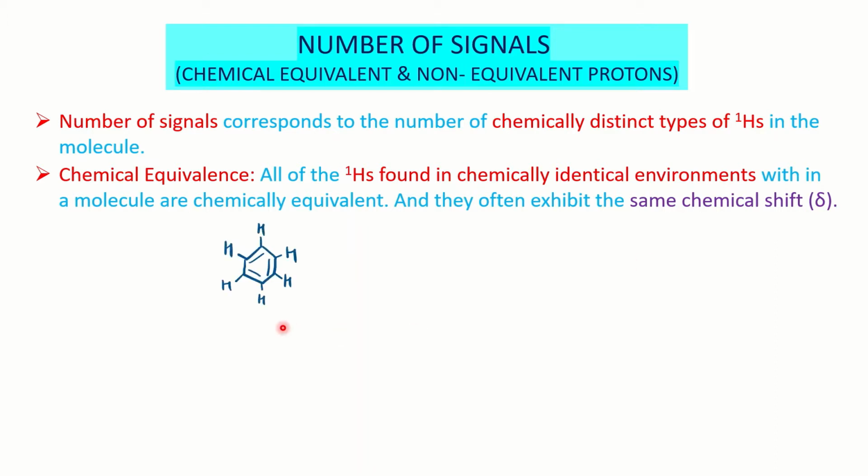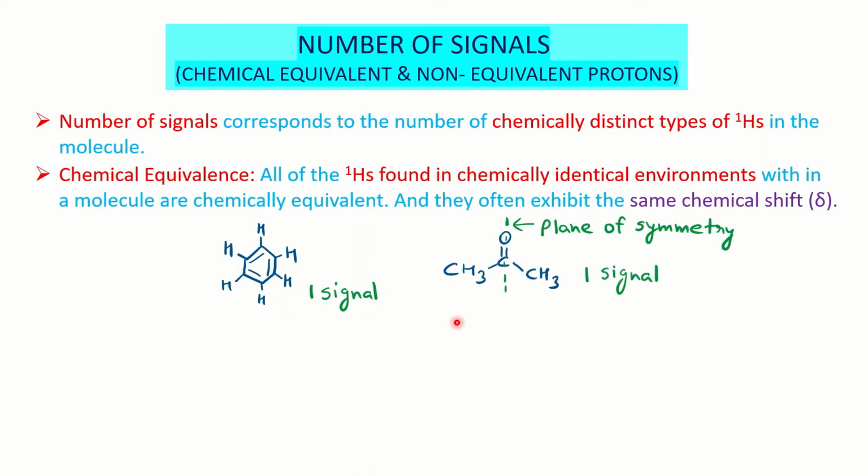We'll understand this by taking the example of benzene. All 6 protons of benzene are in the same chemical environment and therefore will give you the same signal. You'll get one signal for this. Similarly, for acetone, you have 2 different sets of protons here, but both methyl groups are in the same environment of carbonyl and therefore are chemically equivalent and will give you one signal.